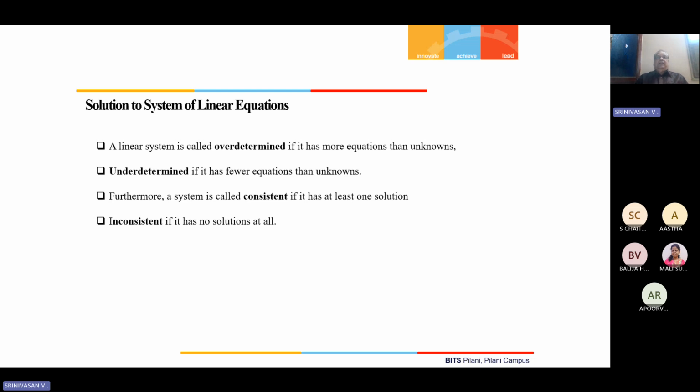A linear system is called overdetermined if it has more equations than unknowns, and underdetermined if it has fewer equations than unknowns. Furthermore, a system is called consistent if it has at least one solution, and inconsistent if it has no solutions at all. It is the converse: if the system is inconsistent, it has no solutions, and vice versa. Same thing, if consistent, it has at least one solution.